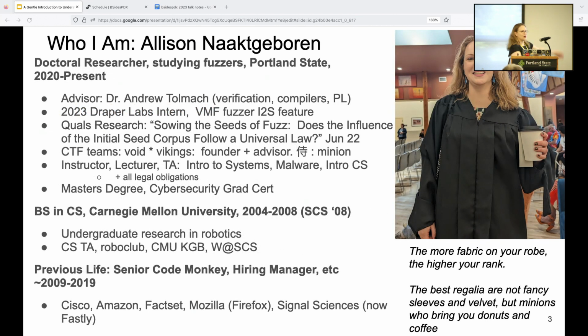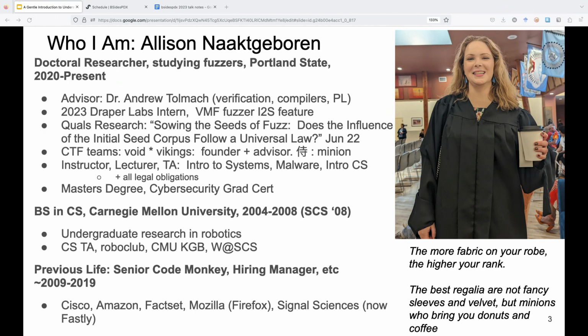So who am I? I'm all this stuff. I believe you all can read, even in the back. But the important thing here is I'm an academic who studies fuzzers. I'm not a vulnerability research person. I don't use them in my daily grind beyond benchmarking them. But if you are a VR person, I would like to talk to you because I can't build a fuzzer to help you if I don't know what you want.